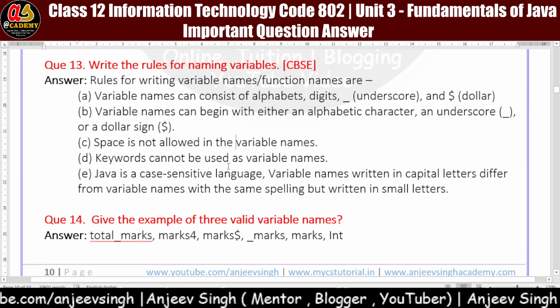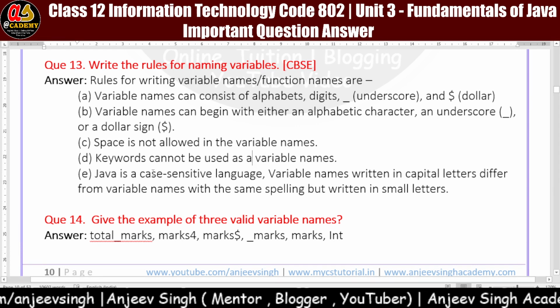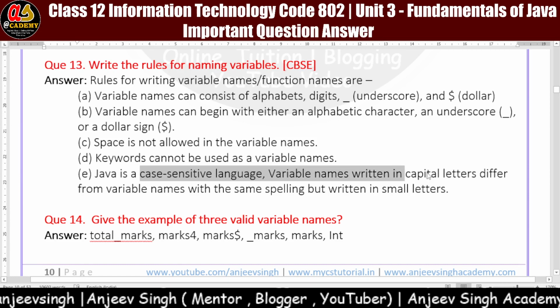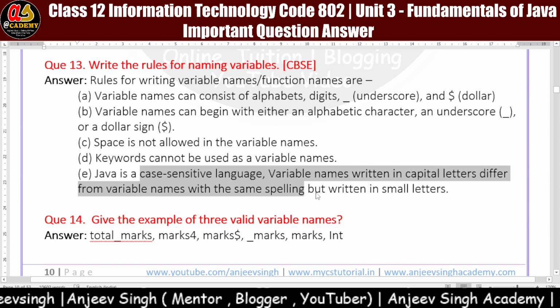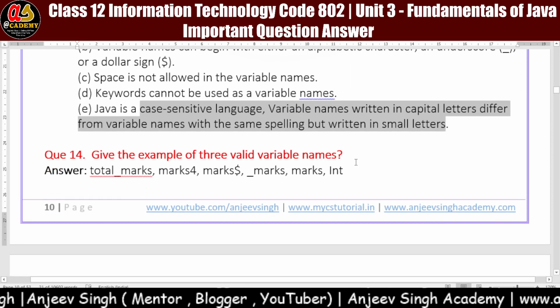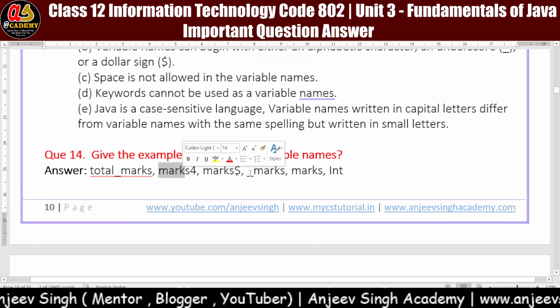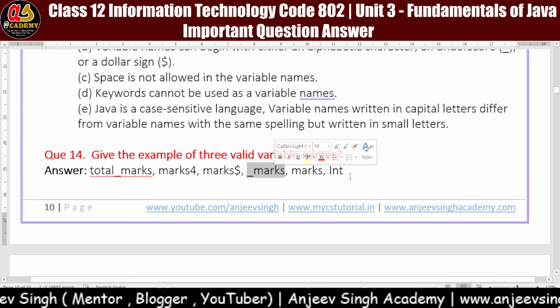Keywords cannot be used as a variable name. Java is a case sensitive language, so a variable name written in capital letters differs from a name with the same spelling written in small letters. Give the example of 3 valid identifiers: total marks, marks4, $marks, _marks, Marks, Int.